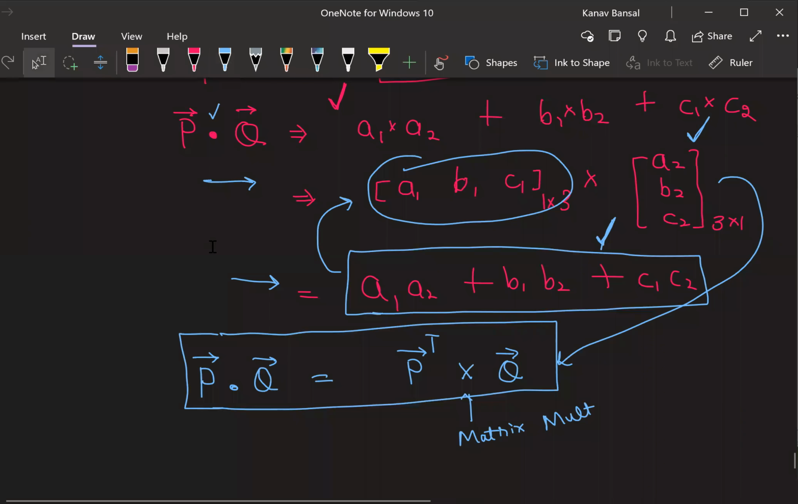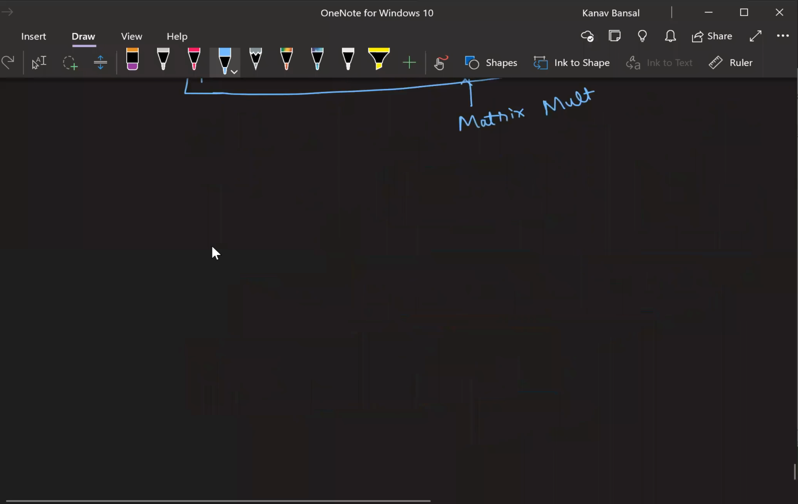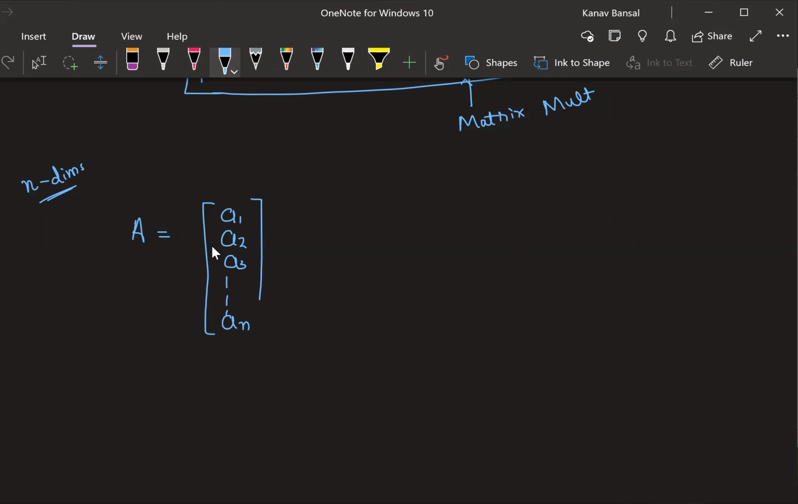Cool, perfect. Let me talk about one more case. Let's say there is a vector A which is represented like this, and we are talking about n dimensions now. We have A1, A2, A3, and so on up to An. I'm using a mix of different notations, so please do not get confused with the notation. Just look at the concept. Let's say we have B1, B2, B3, and so on up to Bn. So this is nothing but n dimensions.